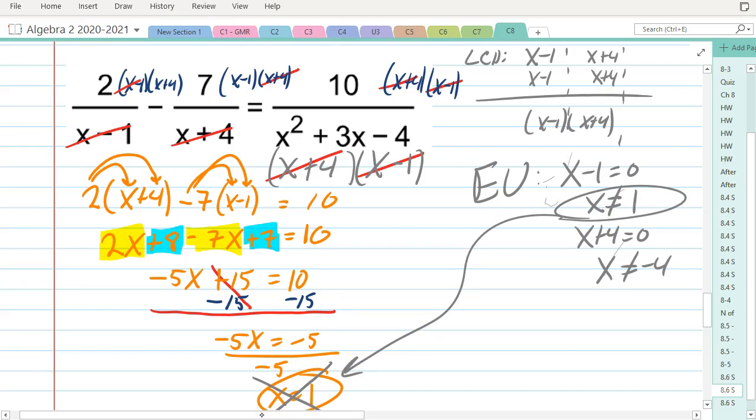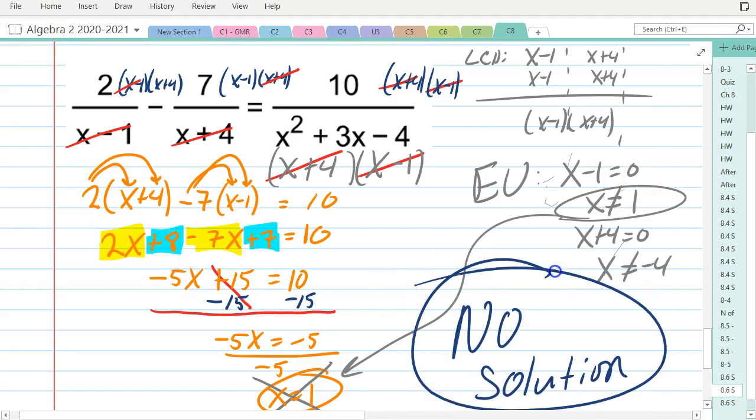I can't have that. Well, if I have no answers left, what answer do I write down? The answer that you want to write down is no solution. So the proper answer to this one is no solution. My only answer was excluded. If they ask are there any excluded values, yeah, we have x cannot equal 1, that's an excluded value, but my final answer is actually no solution.